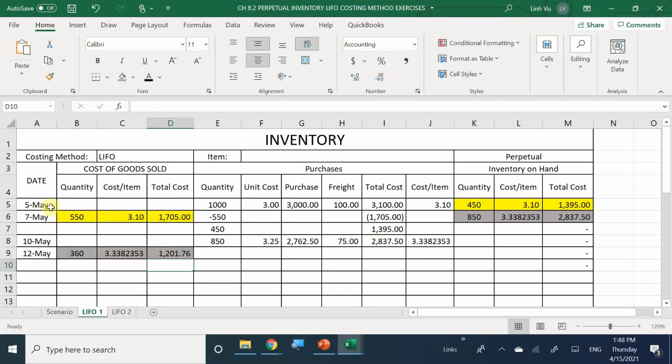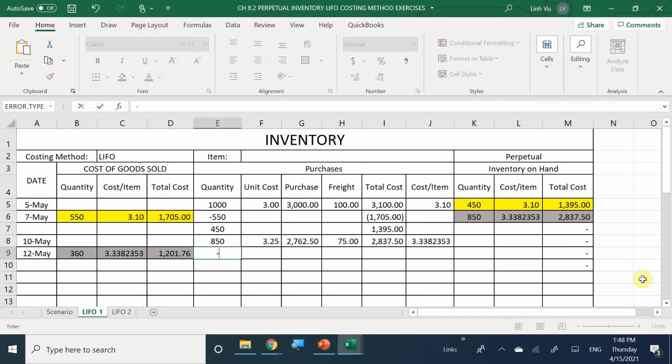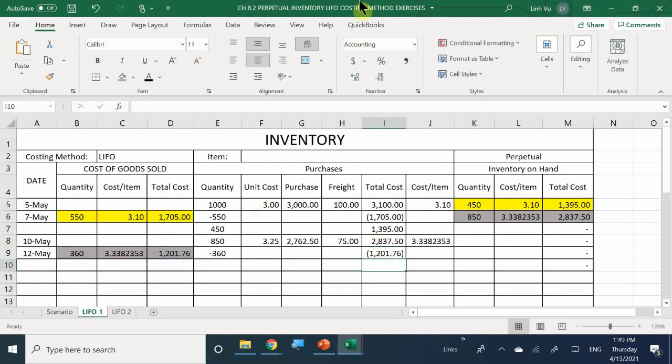Perfect. So here it is, and because it's directly correlated to my last previous batch, I know for a fact that it's coming right out of my previous batch, my 850, which is already there. So I could go ahead and say that I sold 360. That cost me a total of 1201.76. And now I'm going to calculate my new total in my gray batch.